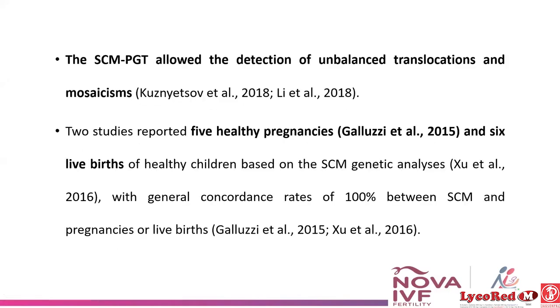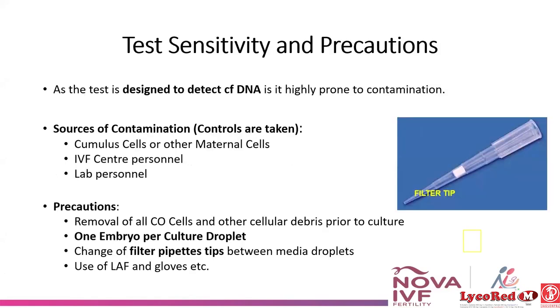Spent culture media PGT also allowed the detection of unbalanced translocation and mosaicism with the help of NGS. There was one paper that recorded 5 healthy pregnancies and 6 live births with a general concordance rate of 100% between spent culture media and pregnancies or live births.